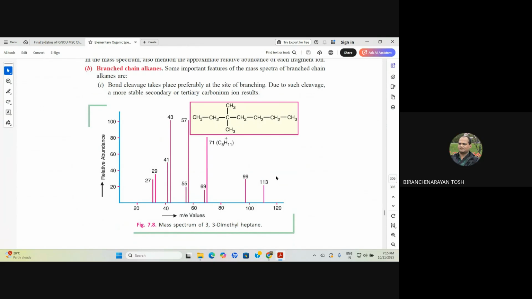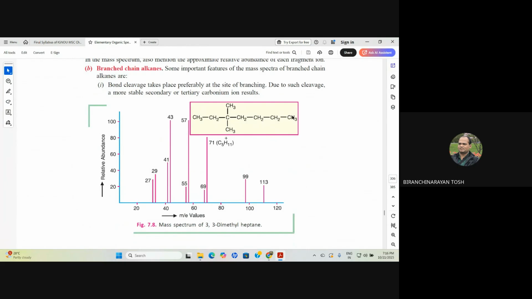But in some cases, you will not get the molecular ion peak. As in this case, you see, it is branched. So in this case, you are not getting the parent peak here. The molecular formula, if you consider 3,3-dimethyl heptane, is C9H20. So C9H20 means what is the molecular mass? 128. You are not getting the 128 peak here. The maximum peak you are getting is at 113. Why are we not getting the 128 peak here?